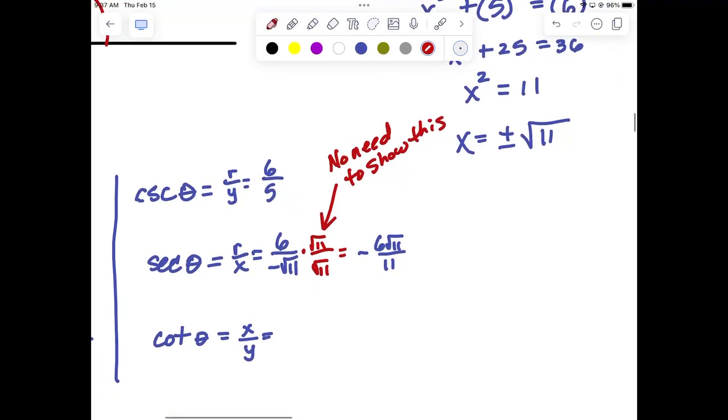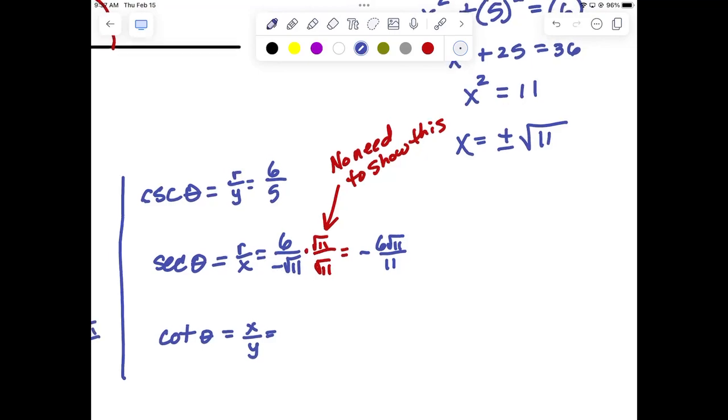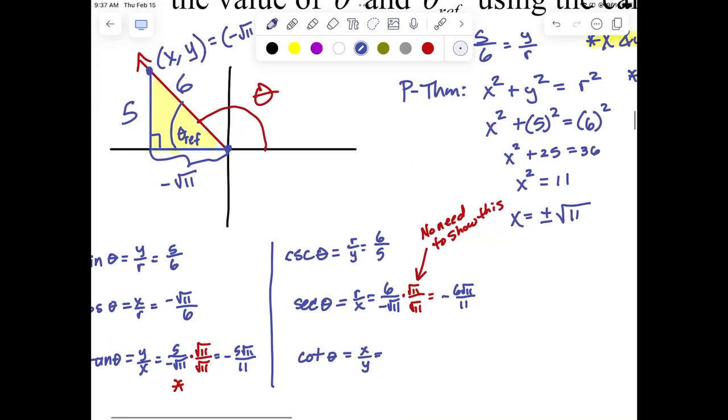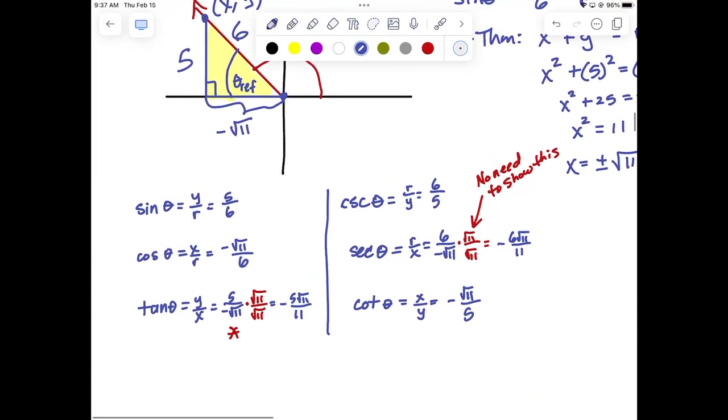Sehr gut. And then finally, what's x over y? Negative square root of 11 over 5. Now, is that the reciprocal of tangent before we rationalized it? Yes, before we rationalized it was 5 over negative root 11. Now it's the reciprocal, and we don't need to rationalize that one.